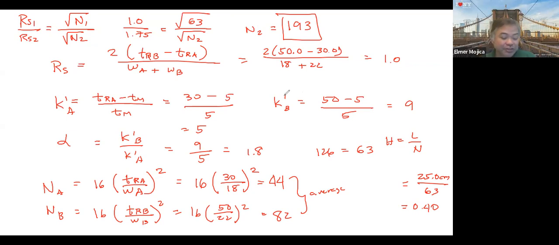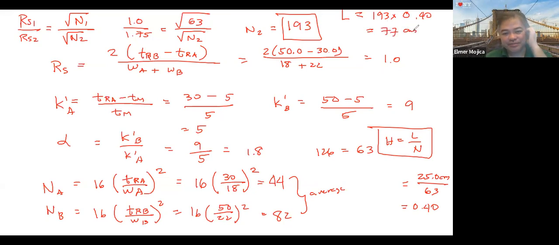Now, where are we going to use that 193? So we have this relationship, right? So what do we do? So we need to get the L. So L is just equal to 193 times the theoretical, the height there, that is 0.40. So that is equal to how many centimeter? 77 centimeter.